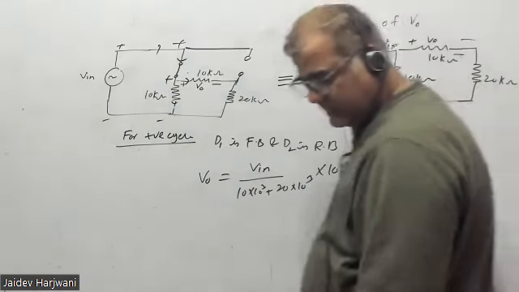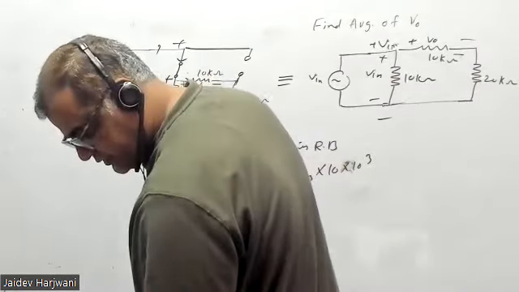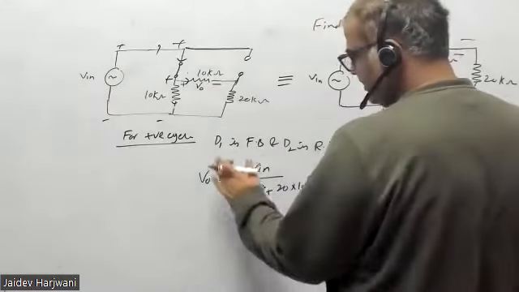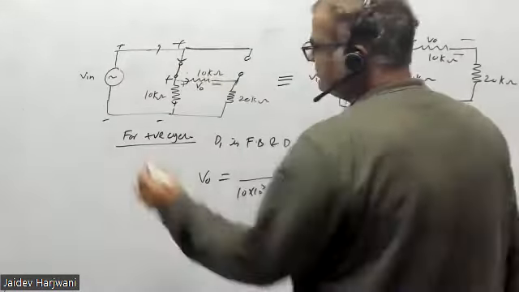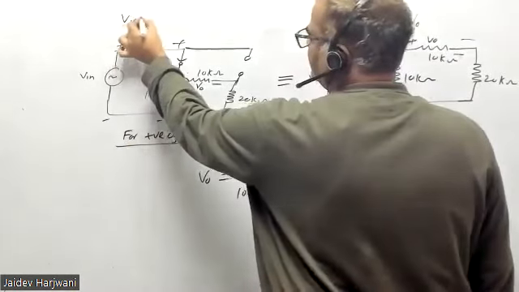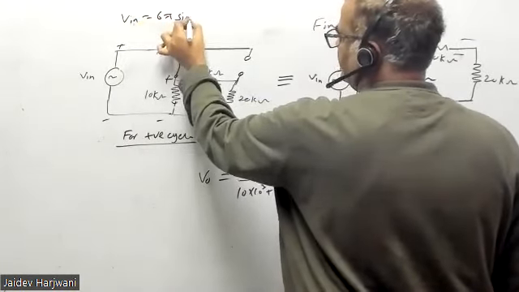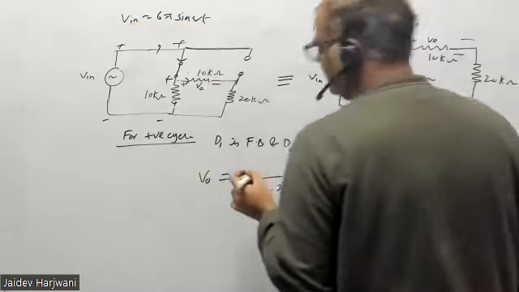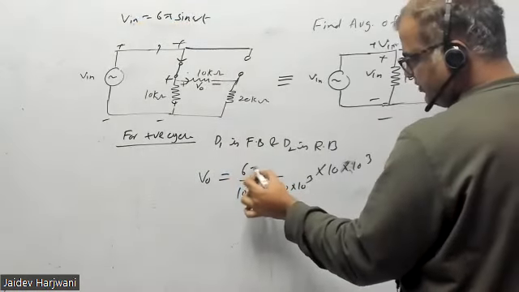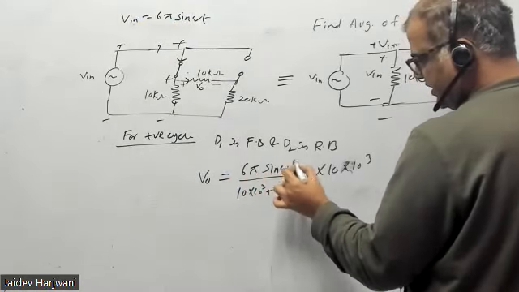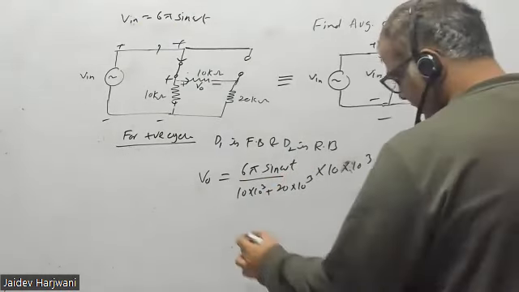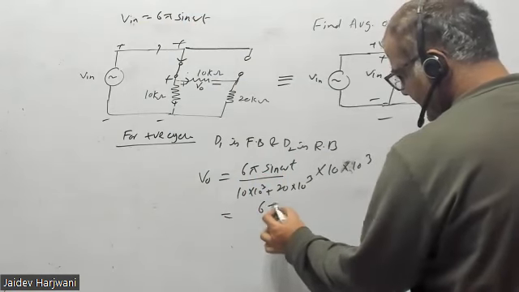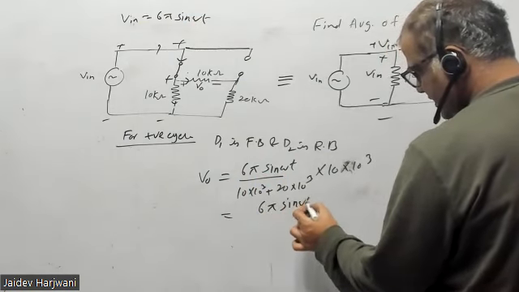What have I given for V input? Vm sin omega t. Okay. That is Vm sin omega t. What Vm did I give? V input is your 6 pi sin omega t, given. Okay. So put it here, 6 pi sin omega t. Okay. So how much comes, tell me? 6 pi sin omega t.